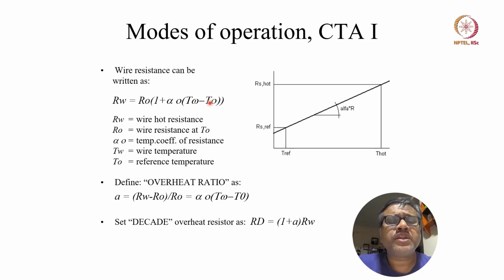Okay. So in the case of a CTA, the wire resistance, we already know, is written like this. Forget about the nomenclature, it's more or less the same. Alpha naught is the temperature coefficient, and R naught is the resistance of the wire at T naught. This is what we refer to as R ref or T ref. It's the same thing. So you can define an overall heat ratio, A, which is nothing but alpha naught into (TW minus T naught). Remember, the wire temperature is related to the resistance, and the velocity is therefore dependent on the resistance.